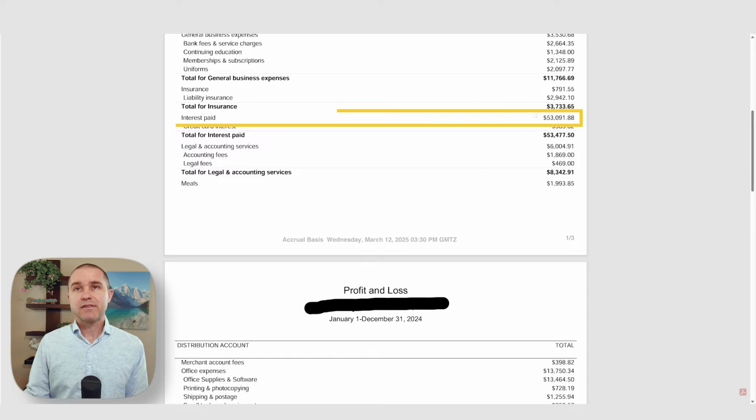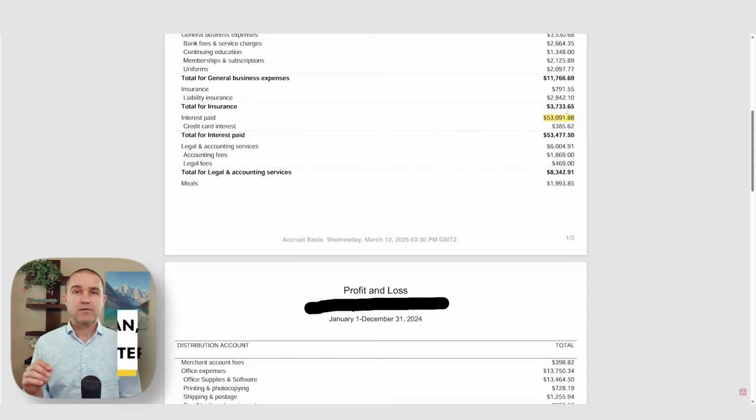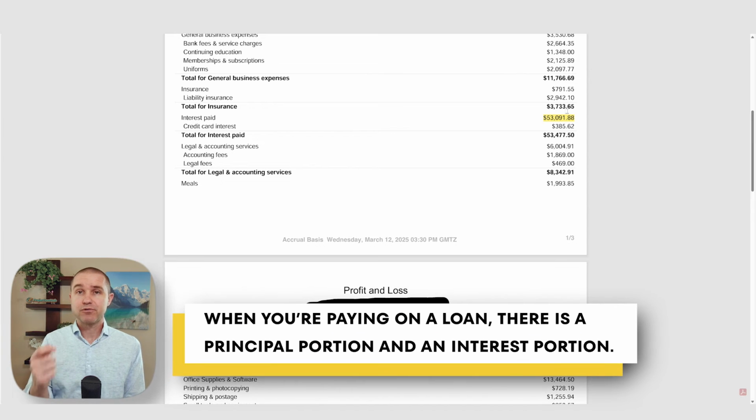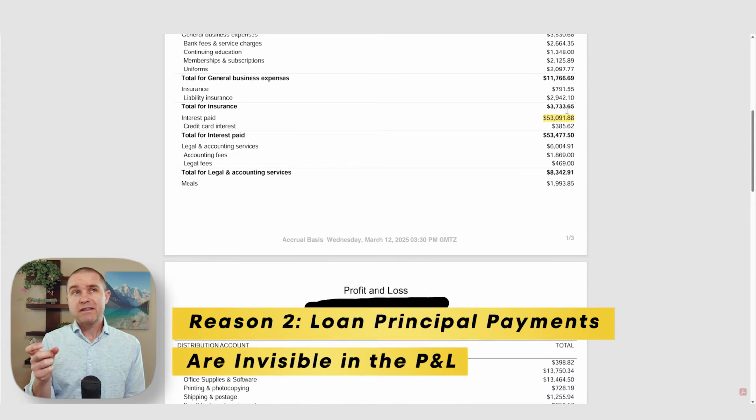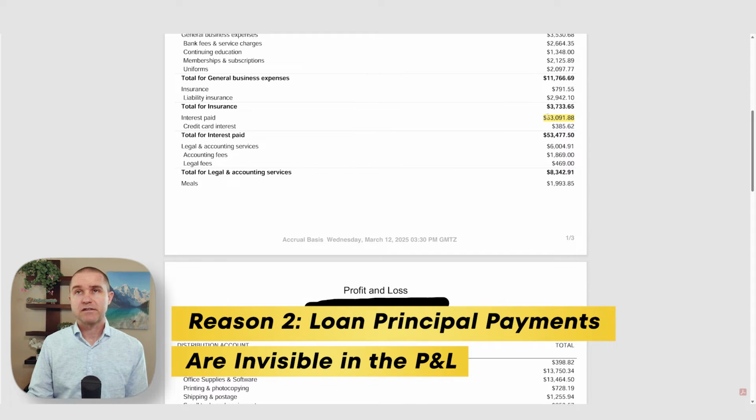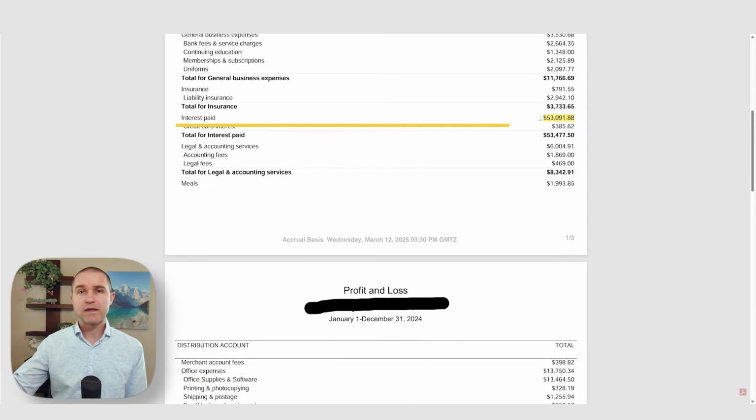Now, in this scenario, another thing that jumped out to me was this interest paid here. So $53,000 in interest paid. When you're paying on a loan, there is a principal portion and an interest portion. Only the interest portion of your loan payment is going to show up on your profit and loss. Okay, so let's just say in this example, she was making loan payments. Let's say $53,000 of it went towards interest. Maybe another $53,000 of it went towards principal. That $53,000 that is going towards principal does not show up on the income statement, but it is very real cash. It is cash out of your pocket. So that portion of the loan payment, it impacts your balance sheet, but it doesn't impact your profit and loss.